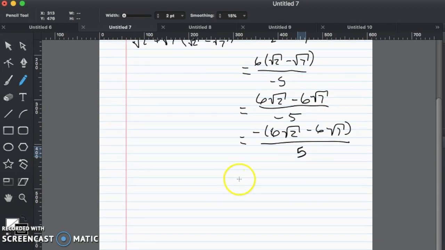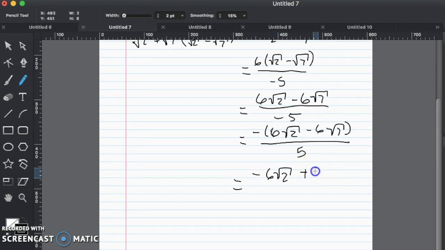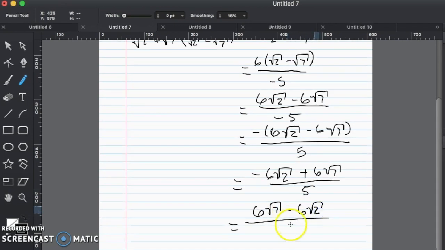All right, so then I distribute that negative. And this may not be necessary for every single problem. We might not have a negative in the denominator every time. This will give me negative 6 radical 2 plus 6 radical 7 all over 5. And typically we can put things nicely in order here. So that's going to be 6 radical 7, so we'll have 6 radical 7 minus 6 radical 2 all over 5. There we go. That's our answer.